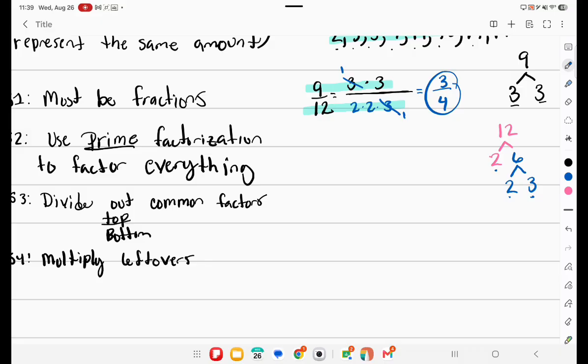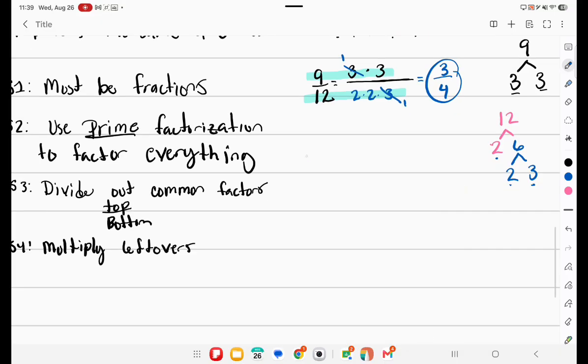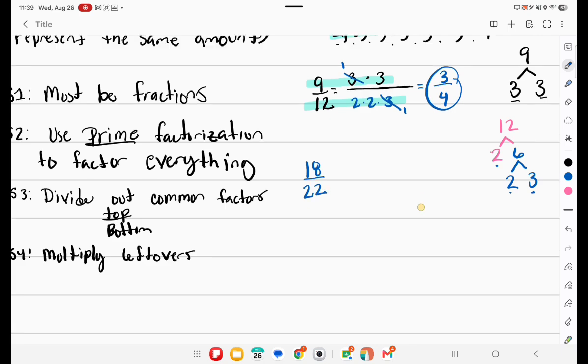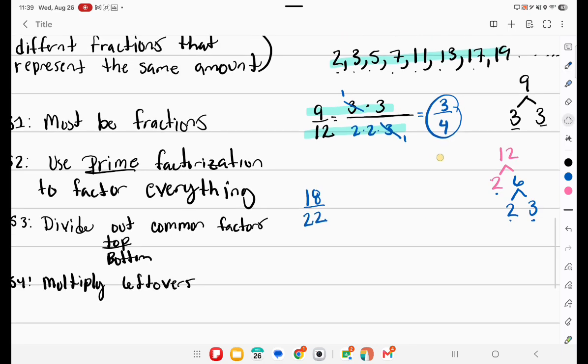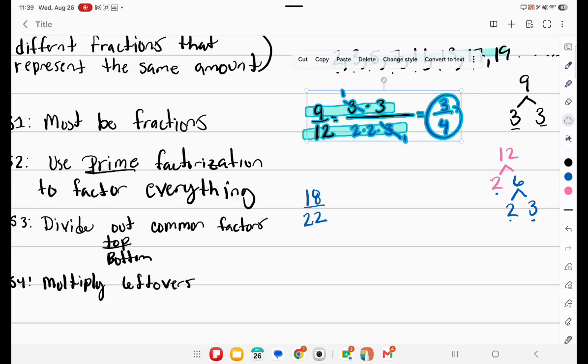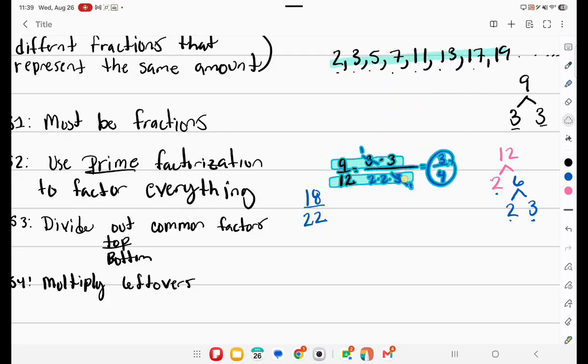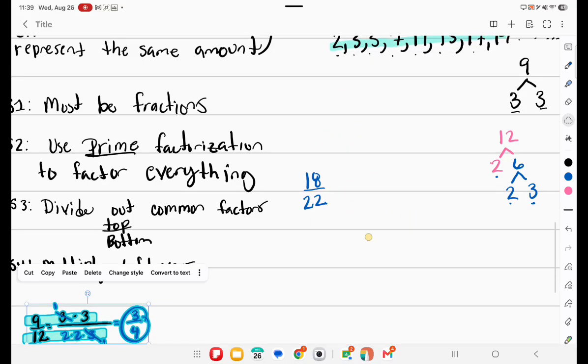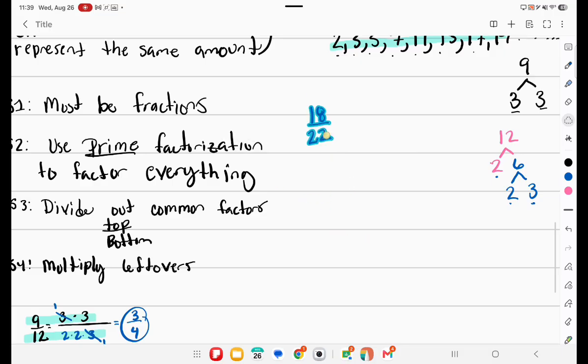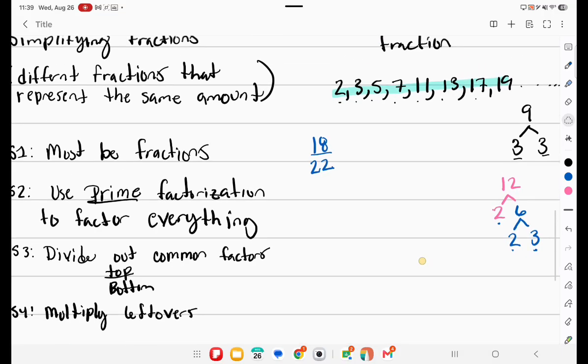Let's do it again. Let's just put a little more meat on that. What if we did, let's see, let's try 18 over 22. I'm going to move this problem out of the way. Make sure I'm grading how well you're keeping up with me, so make sure you're taking notes. And I'm going to move this close to my prime numbers so we can see it.